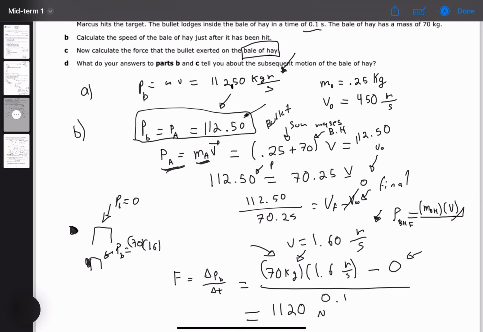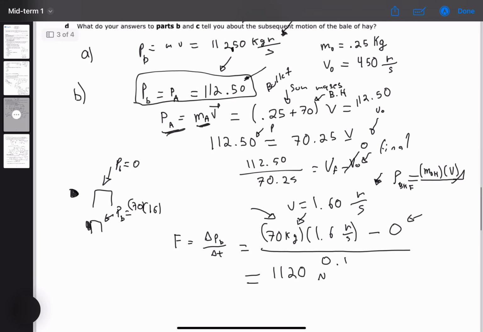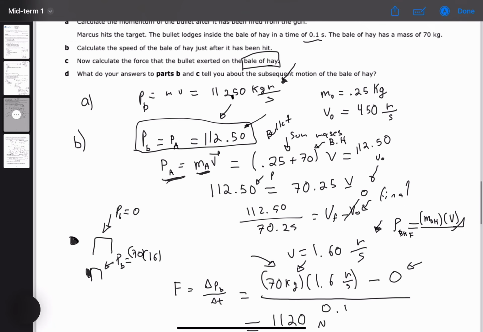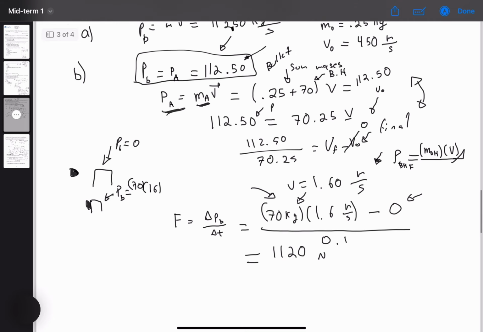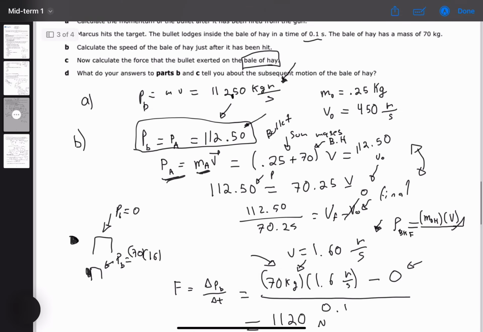So what do your answers to part B and C tell you about the subsequent motion of the bale of hay? So from these two answers, I know that the bale of hay will be moving at a speed of 1.6. So the bullet will impact on the bale of hay, making it move in the same direction as the bullet with a velocity of 1.6 meters per second. Okay, that's what we can tell from parts B and C.